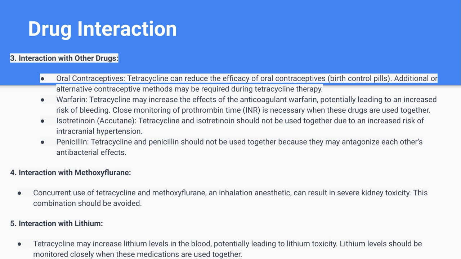Do you know what is the role of lithium in our body? Lithium ion is a mood stabilizer. A lot of lithium based drugs are used for people who develop too many mood swings. So if a person is taking those lithium drugs, tetracycline increases the lithium level in the blood, and that leads to lithium toxicity. So if a person is taking tetracycline, the person must be monitored for what is going on with the lithium level in the body. Okay.